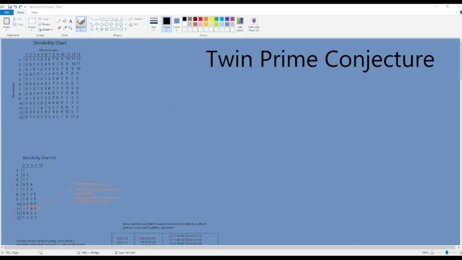I've been thinking about the twin prime conjecture for about a year and a half now, I think, and I think I found a way to prove it true, so I'd like to talk about that now.